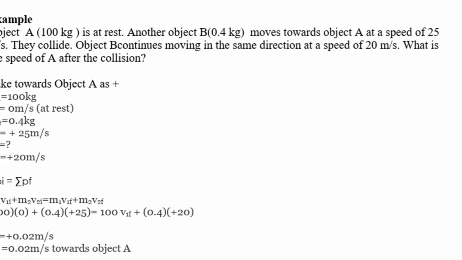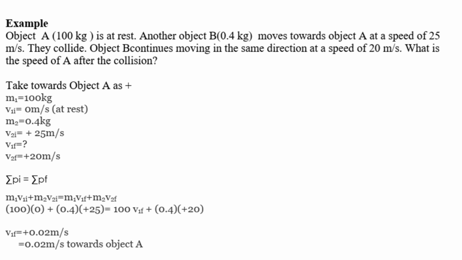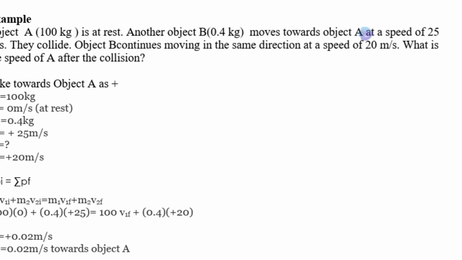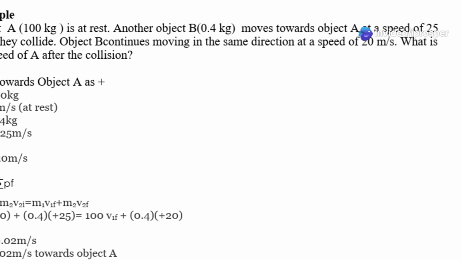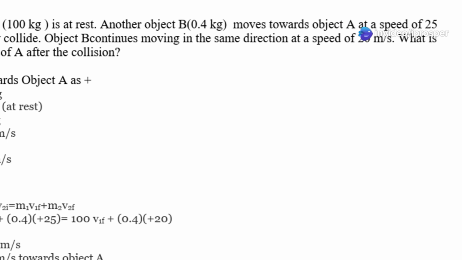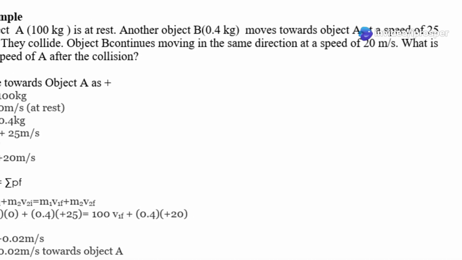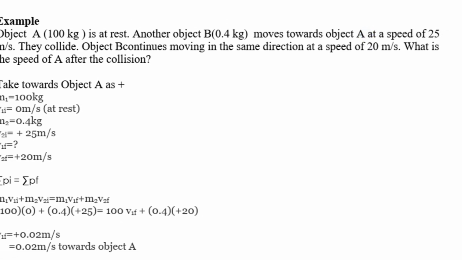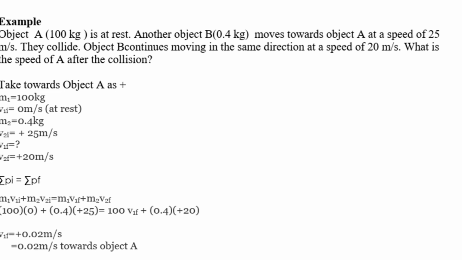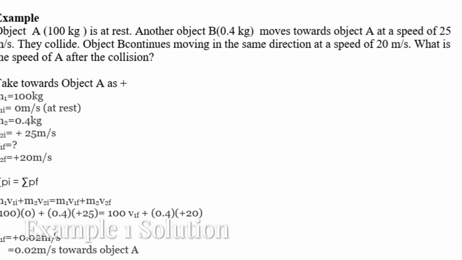Example. Object A, 100 kilograms, is at rest. Another object B, 0.4 kilograms, moves towards object A at a speed of 25 meters per second. They collide. Object B continues moving in the same direction at a speed of 20 meters per second. What is the speed of A after the collision?